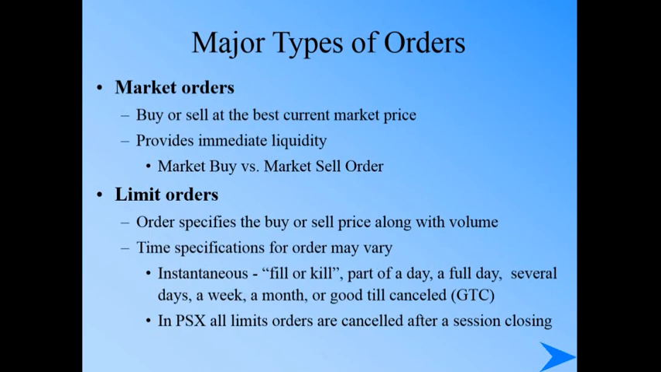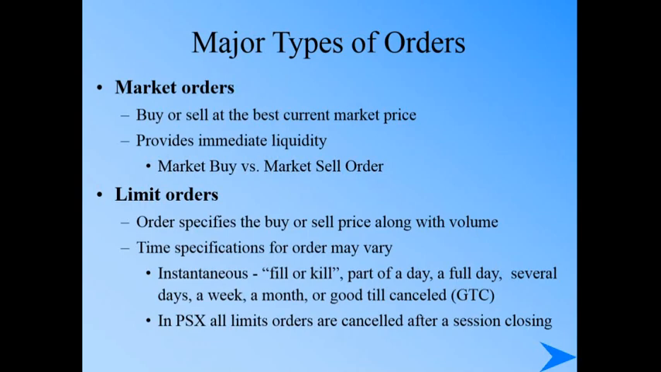The next type is known as limit orders. In limit orders, you specify the price at which you want to trade. In a market order, you provide just two things: which stock you want to buy or sell, and how much quantity you want to buy or sell, and the price will be the price available in the market. So you don't specify the price. In a limit order, along with the company whose stocks you want to buy or sell and the quantity, how many shares you want to buy or sell, you can also specify the price at which you want to trade. So the order specifies the buy or sell price along with the volume, and obviously the company.